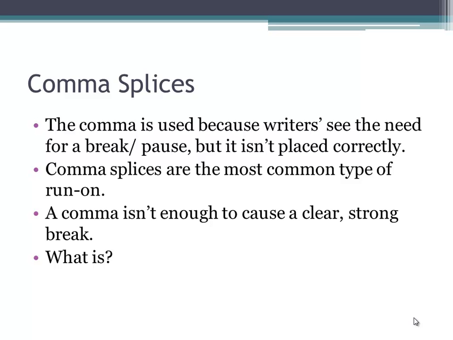So, of course, comma splices. The comma is used because writers see the need to actually put in a break or pause, but they don't use it correctly. Comma splices are the most common type of run-on, meaning you just throw in some commas because you think you're adding a correct pause, but it's not a strong, clear pause. Of course, if I put in a comma, what am I telling you to do as a reader? Any ideas? Yep. Pause. I'm telling you to pause, but maybe not long enough, or to tell you I'm done with my thought process.